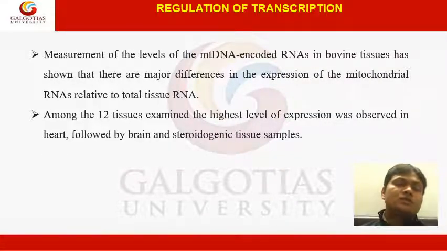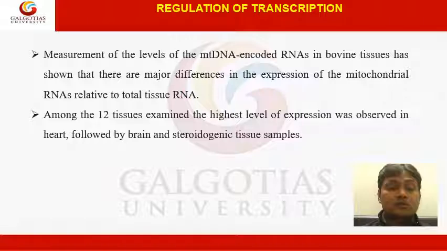The measurement of the level of mitochondrial DNA encoded RNAs in bovine tissues has shown that there are major differences in the expression of the mitochondrial RNAs relative to the total tissue RNAs. Among the 12 tissues examined, the highest level of expression was observed in the heart, followed by the brain and then the steroidogenic tissue samples.